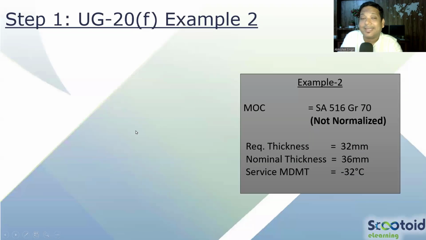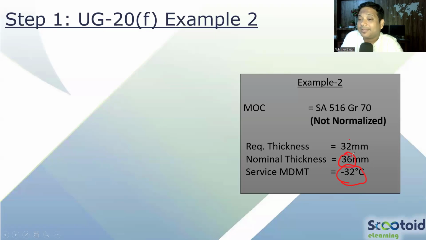Now let us try to take another example. Example 2. Again, the 516 grade 70 is not normalized. Okay, the material is not normalized. So curve B. Okay. Required thickness 32. Nominal thickness 36. And service MDMT is minus 32. Can I take that exemption from UG20F? Both thickness and the temperature are exceeding. Okay. So here I cannot have more than 25 thickness, and for service MDMT, I cannot go lower.